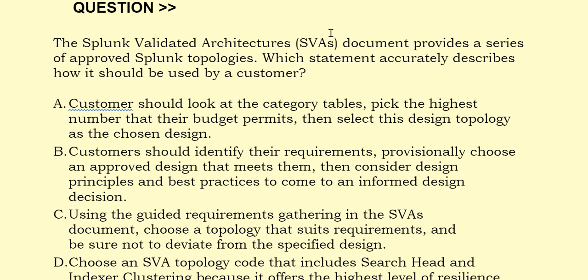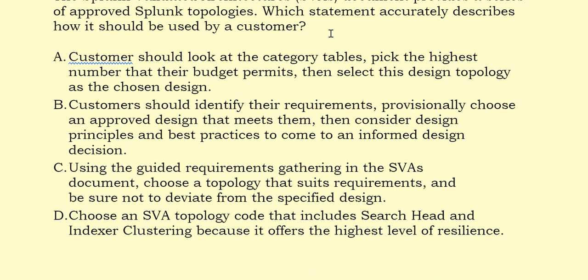Option C. Using the guided requirements gathering, the SVA document, choose a topology that suits requirements and be sure not to deviate from the specified design. Option D. Choose an SVA topology code that includes search head and indexer clustering because it offers the highest level of resilience.